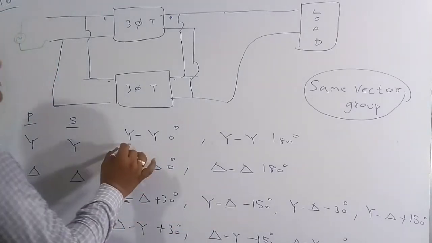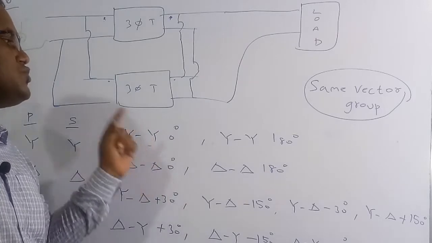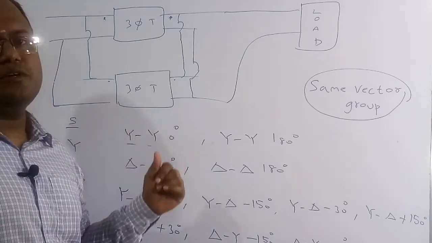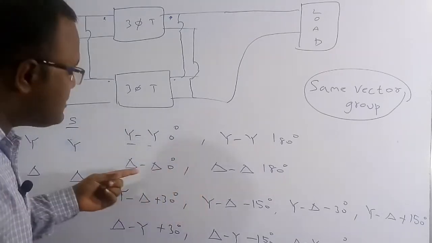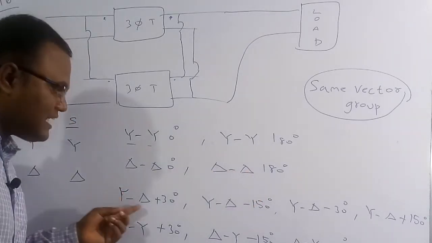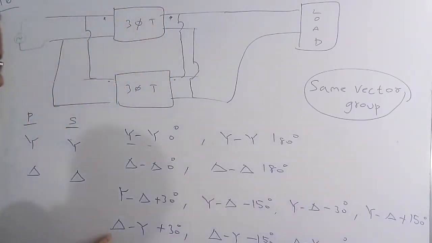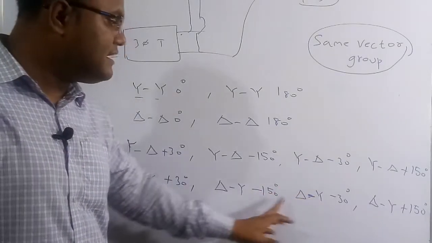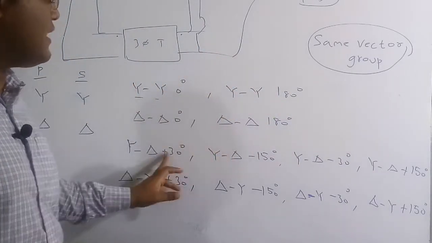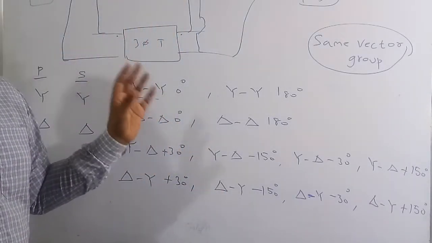Look carefully: with star-star we can make either 0 degree or 180 degree phase displacement, between the line-to-neutral voltages of the primary or HV side and the LV side. With delta-delta also we can make either 0 degree or 180 degree phase difference. With star-delta we can make plus 30 or minus 30, plus 150 or minus 150. Similarly with delta-star we can make plus 30, minus 30, minus 150 and plus 150 degrees. So in total there are 12 combinations that we can make with a single three-phase transformer.